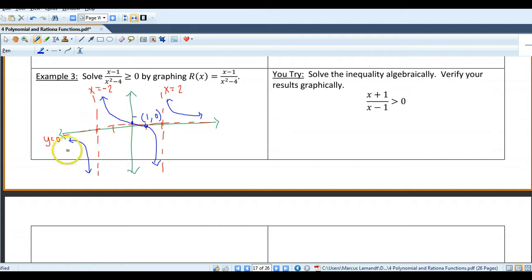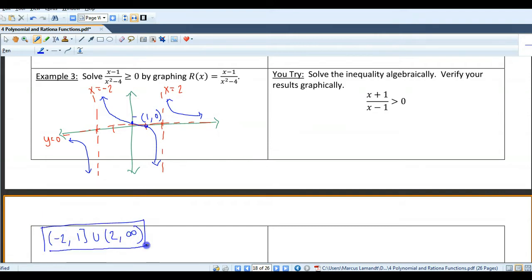I labeled one point here and I labeled the asymptotes. This graph is greater than or equal to 0 from negative 2 all the way to 1. Okay? And it includes 1 because it equals 0 at 1. And then from, this is 2, from 2 to infinity. Alright, I'll let you guys try this one.